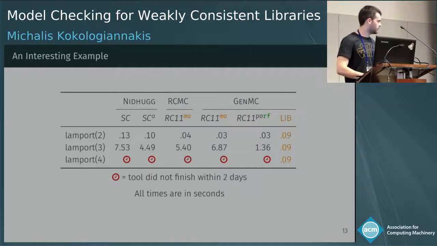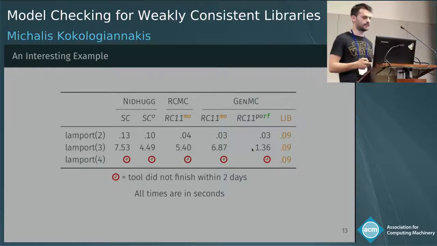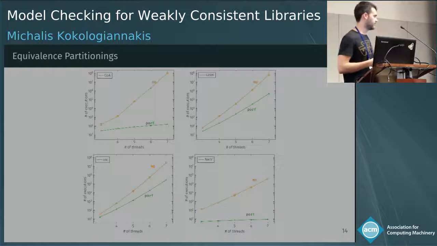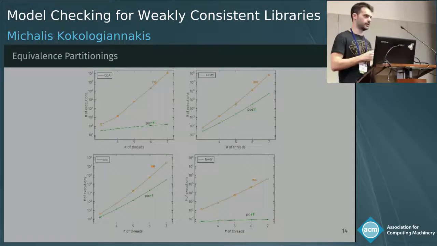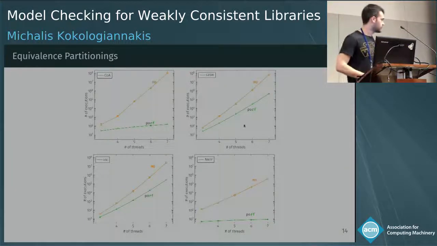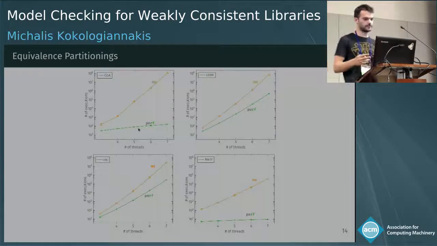Now, the second thing that I would like to show you is that GenMC is faster for 3 threads under this PRF equivalence partitioning, and this is not a coincidence. This is because this PRF equivalence partitioning is exponentially coarser than this MO equivalence partitioning. So these are 4 benchmarks. In the y-axis, we have the number of executions. In the x-axis, we have the number of threads. And this axis is logarithmic. And as you can see, this PRF equivalence partitioning explores exponentially fewer executions in all these benchmarks.